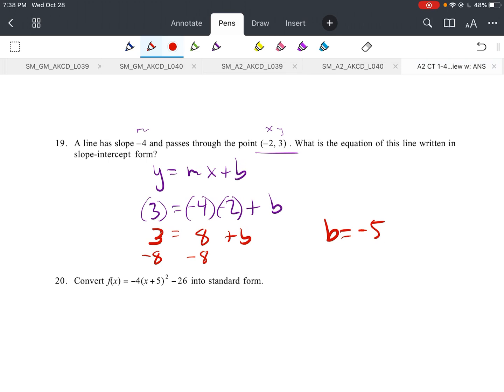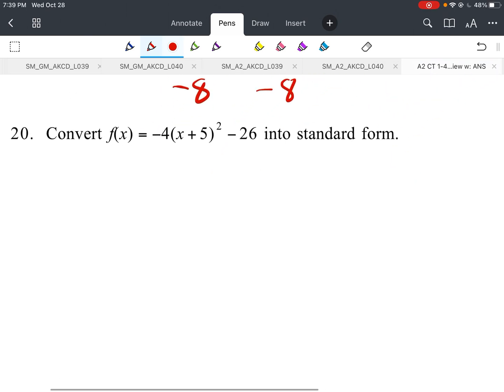So b is negative 5, and what that means for us is my slope, so y equals negative 4x. They gave me that slope, right? Negative 4x. That's an ugly 4. Let's try again. Negative 4x minus 5. I got the m, I got the b. This is my answer. Good stuff. All right, last one for real. This is a good halfway point.